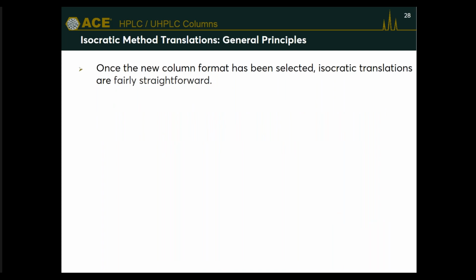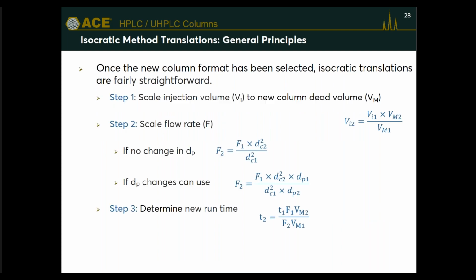So once you've selected your new column format, your smaller column, your smaller particle size, because you want to perform your isocratic separations faster, there are a couple of different equations that you need to use to scale your separation from HPLC down to UHPLC, and those are the equations that are on the screen. You can also estimate the back pressure to make sure your system is suitable and to make sure you're not going to overpressure your system.